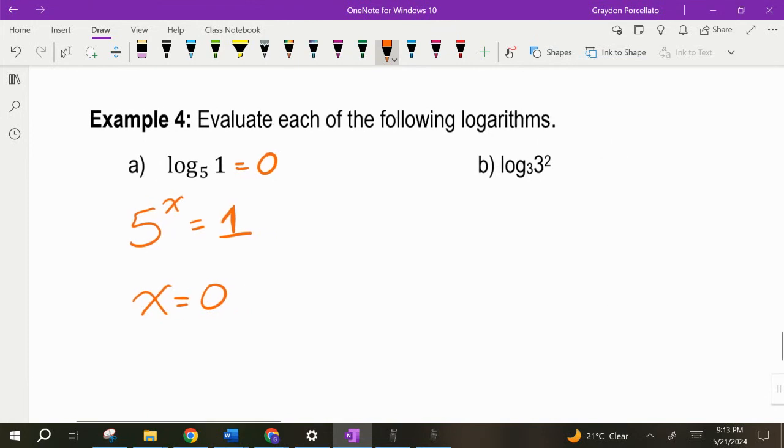This one here is saying 3 to the power of what? Well, let's do that as an x. 3 to the power of what is equal to 3 squared? Look at that. These just cancel out. Those bases are the same, so we're just left with x equals 2. So that's just 2.